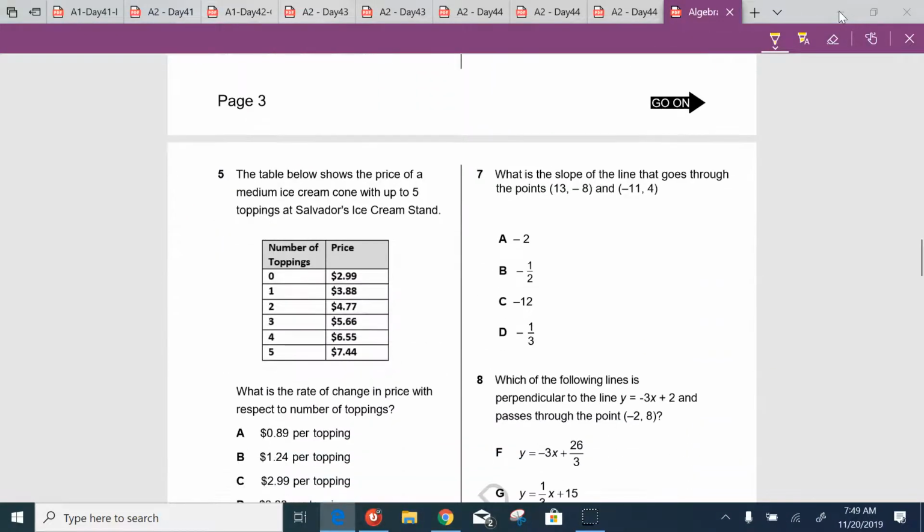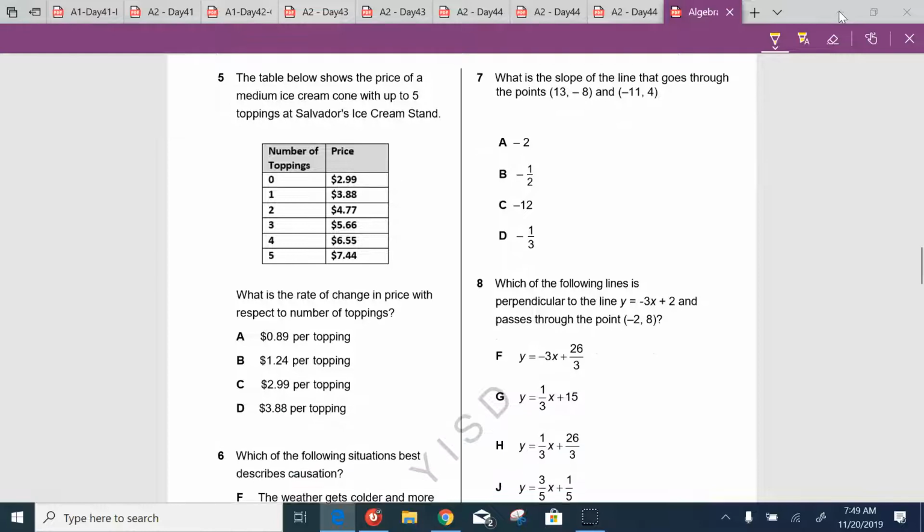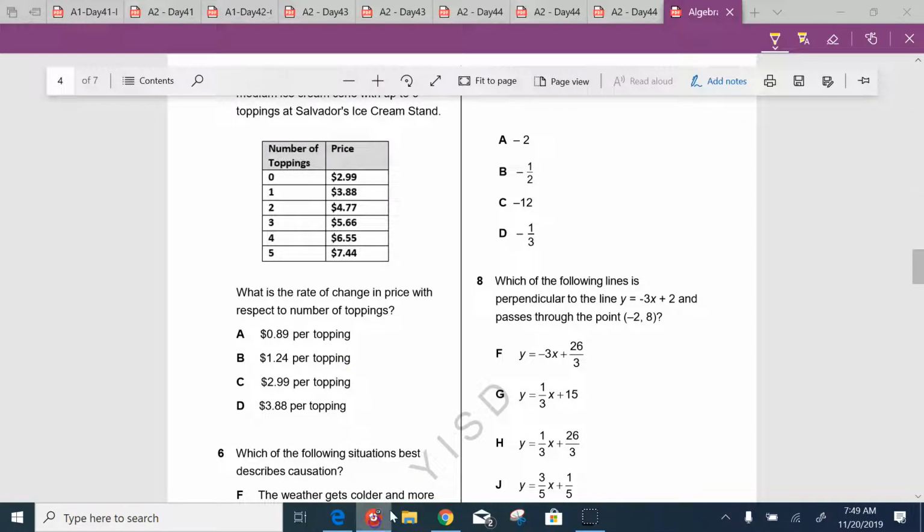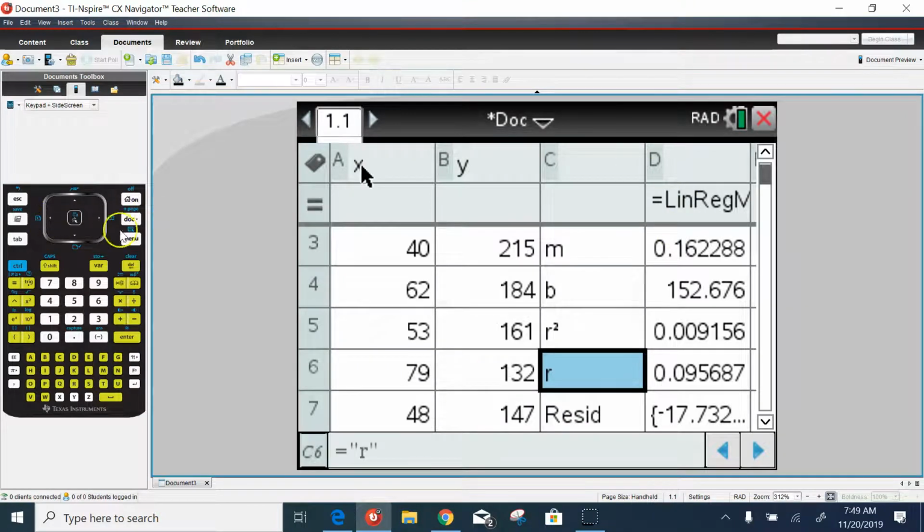Let's see what we have. Number 5. The table below shows the price of a medium ice cream cone with up to 5 toppings at Sal's ice cream stand. What is the rate of change in price with respect to the number of toppings? So there's a couple of ways you can do it. I can take 2 points and just find the slope. If you really want to do it on the calculator, you can actually do that pretty quick as well.